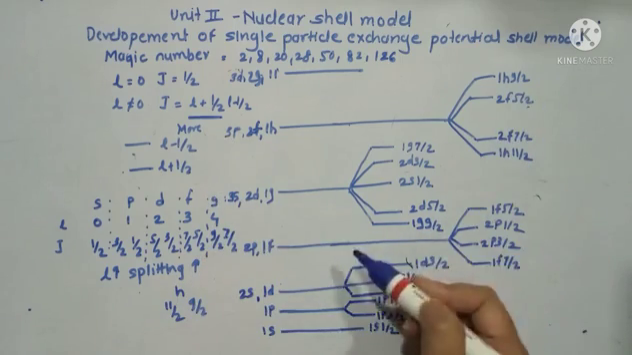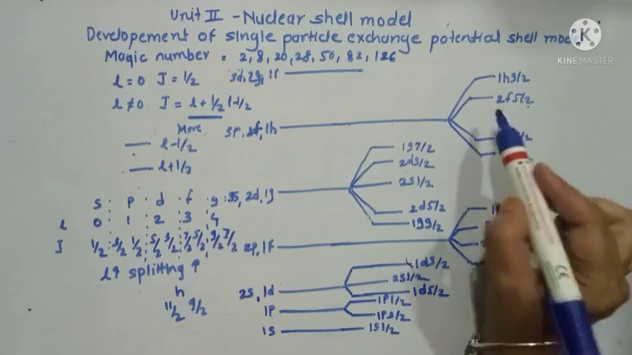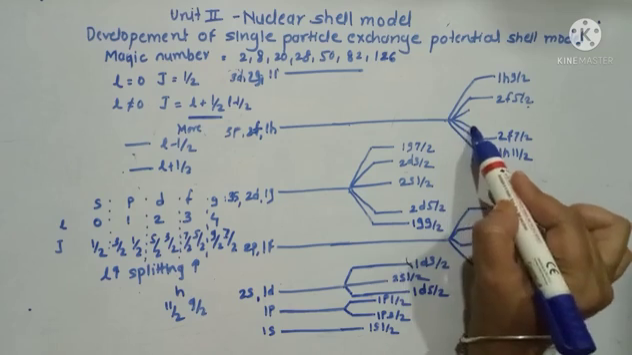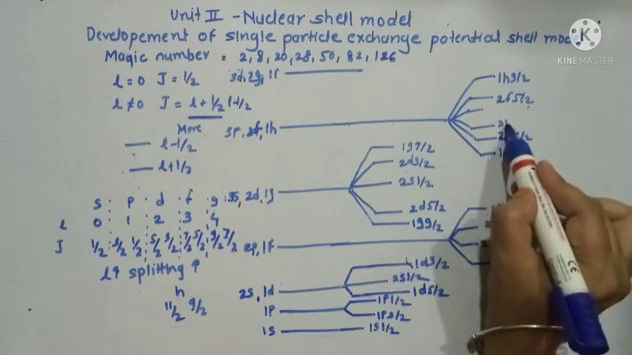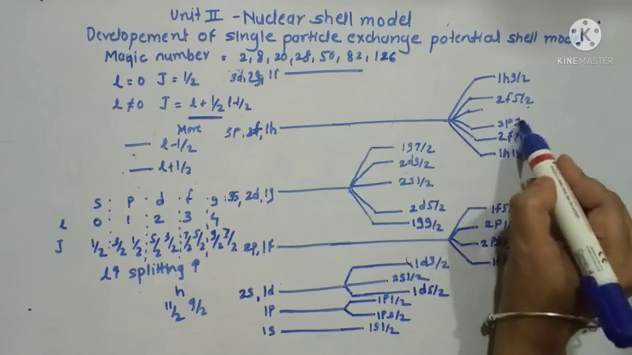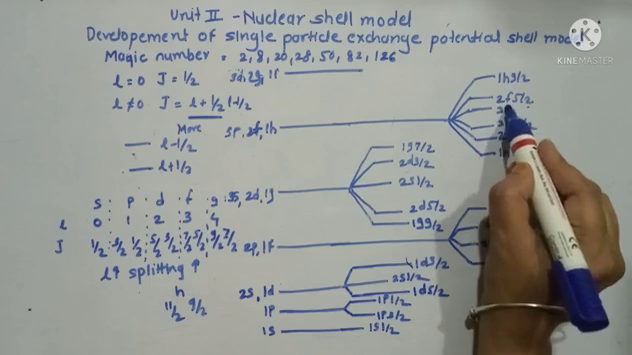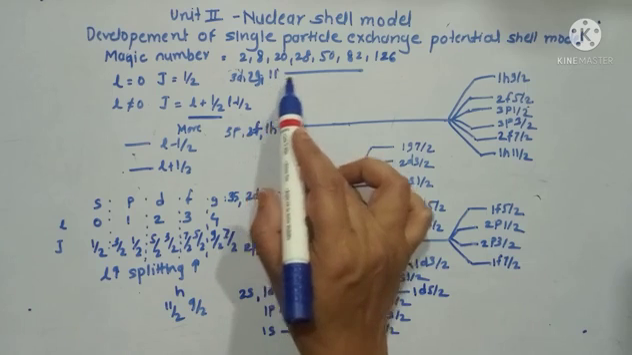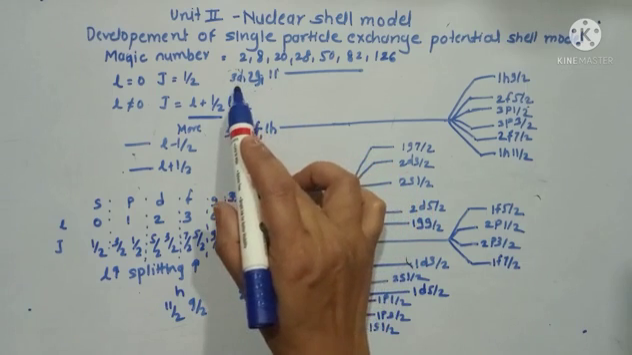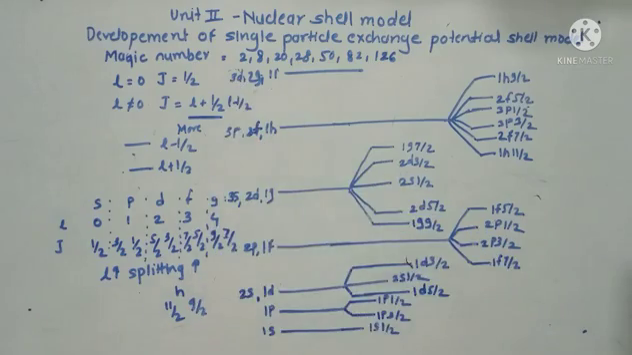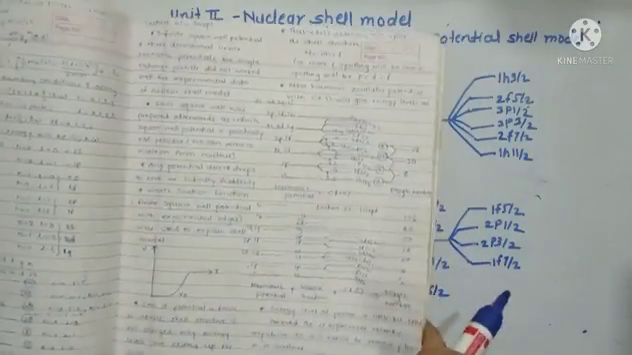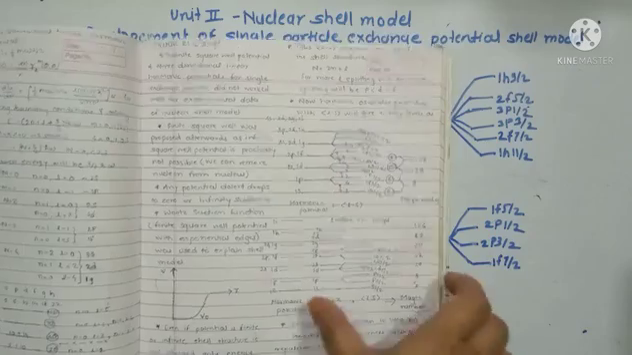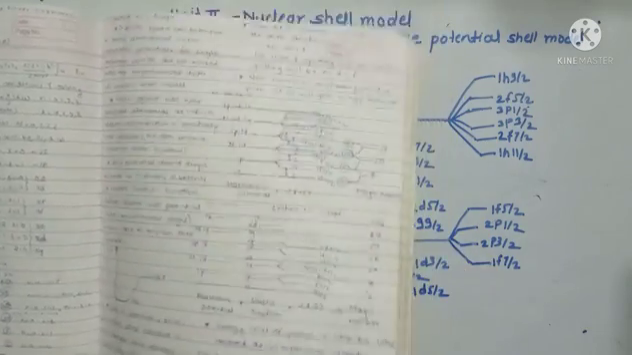Then here we can see that this 3p, so p orbital is again splitting, so this will be 3p 3/2 and 3p 1/2. Similarly you can split this 1i orbital also, 2g and 3d orbitals. Okay, this is the diagram which I have drawn in my notebook. So here you can see that.